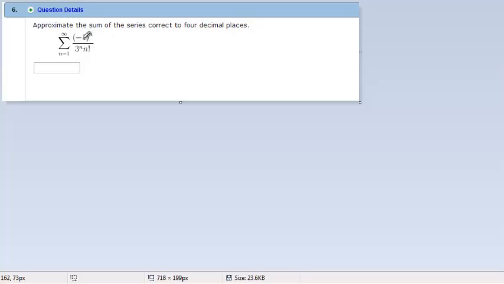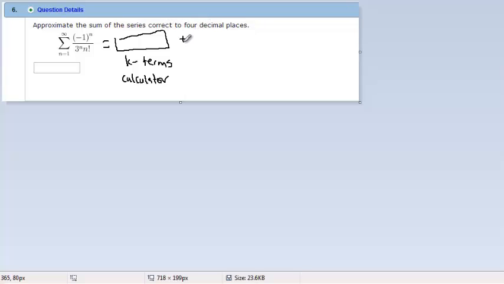We have an alternating sum, negative 1 to power n divided by 3 to the power n times n factorial. And I want to approximate this sum correct to 4 decimal places. So again, our trick is I will go ahead and separate the first k terms, and I can find the sum of these first k terms by using a calculator. Then I can put that number in here. But the question is, how many terms do I need? How many terms do I have to pull out to get something correct to 4 decimal places?